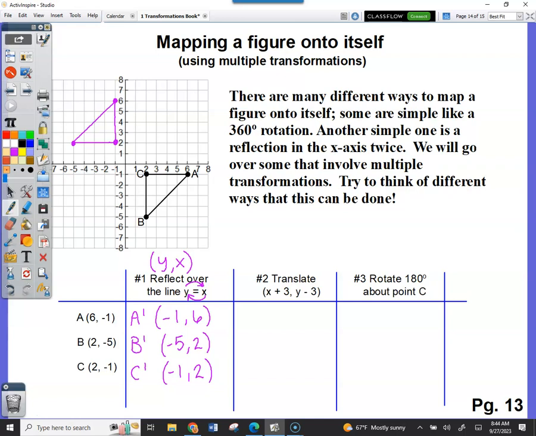Does anyone want a ruler, by the way? Or do you want the short one? Is that okay? The short one, yeah, it's a little easier to manage on your desk.